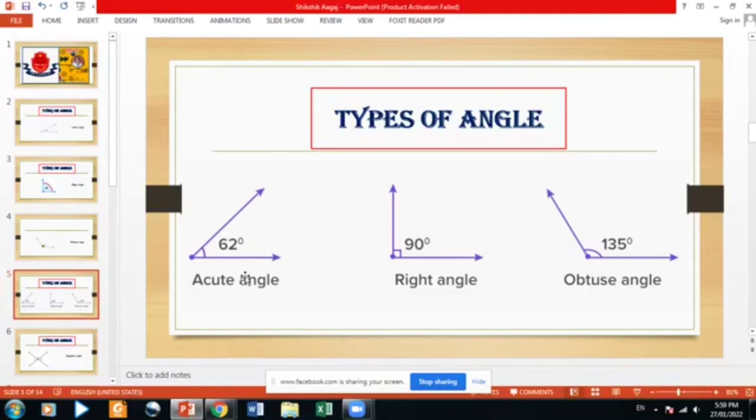Less than 90 degrees, 62 degrees means acute angle. This is 90 degrees means right angle. This is 135 degrees means obtuse angle.